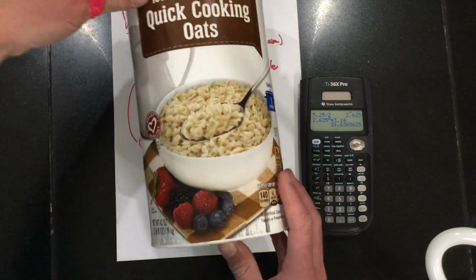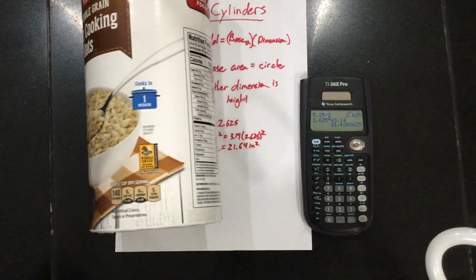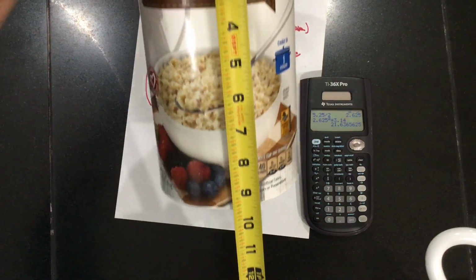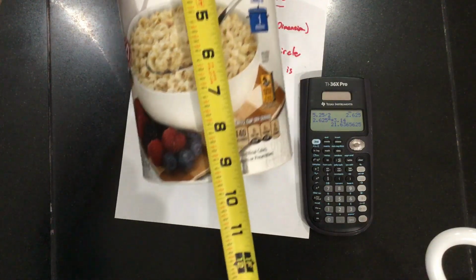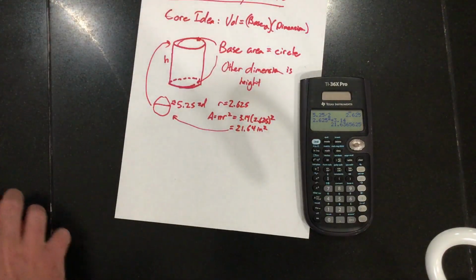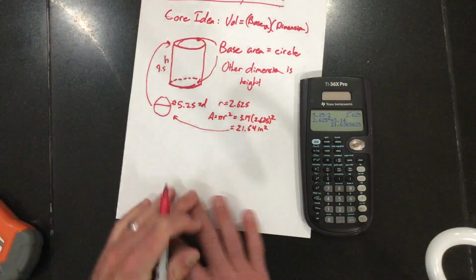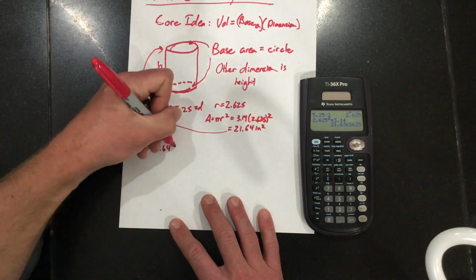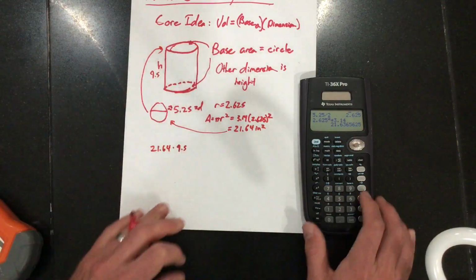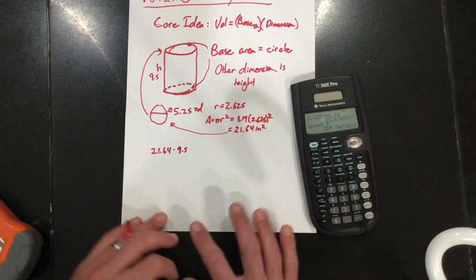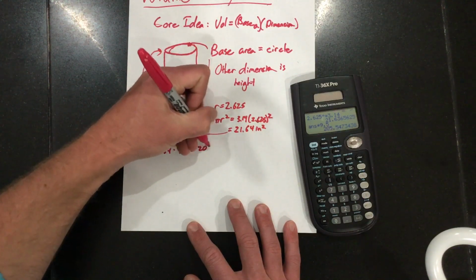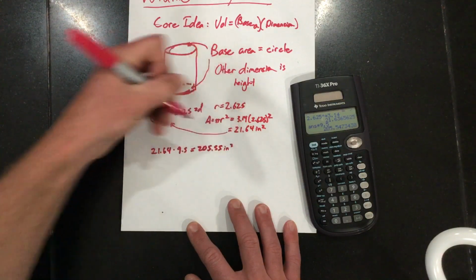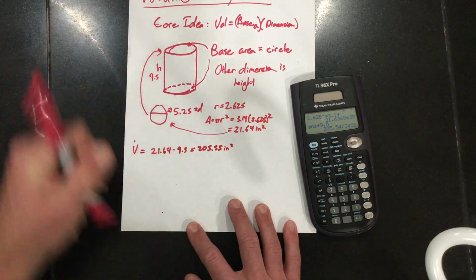And so I'll bust out my oatmeal container again. Make the ruler a little longer. Find my height, and that appears to be about 9 1/2 inches, I'd say. So our height is 9.5 inches, and so all I have to do is take my 21.64, times it by 9.5, and that equals 205.55 inches cubed. So volume is equal to that.